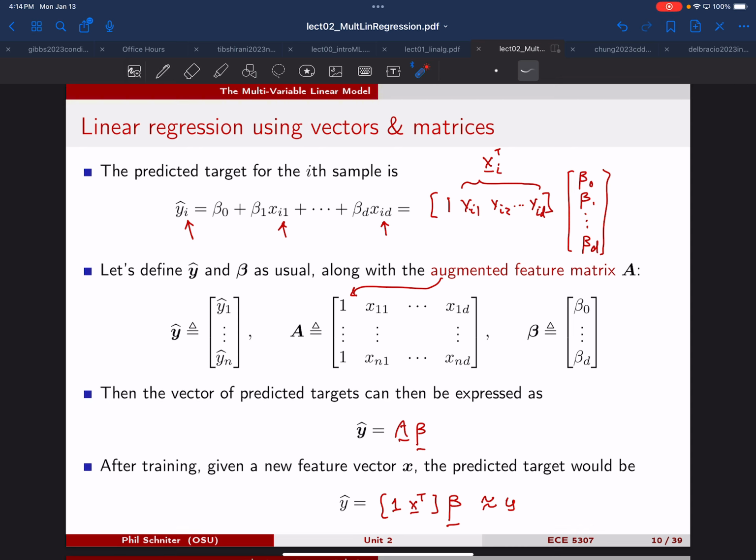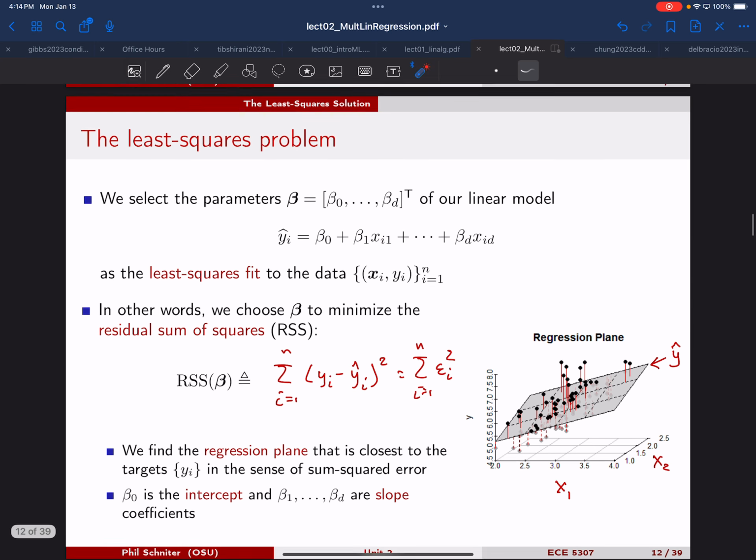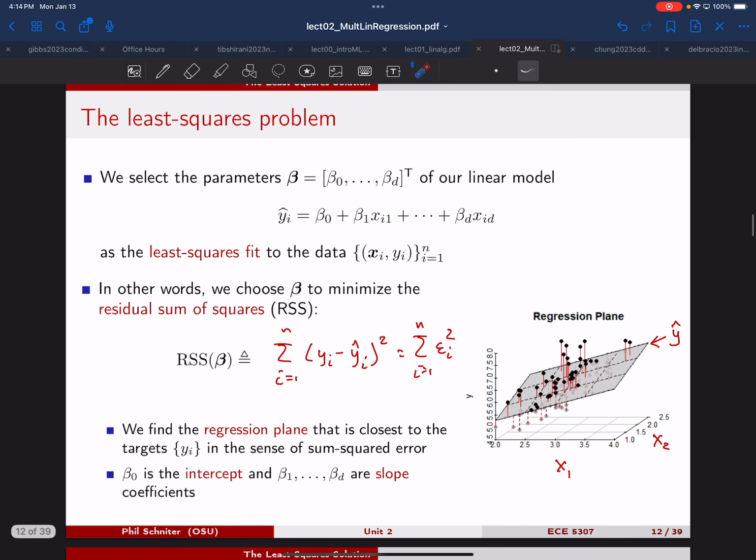Okay, so that's what we did last time, and then we said we need a way of choosing these parameters beta, and we are going to use the least squares fit to the data. We're doing this because it is one of the simplest approaches. We can do derivations analytically. We don't need to run complicated machine learning algorithms to figure out the solution.